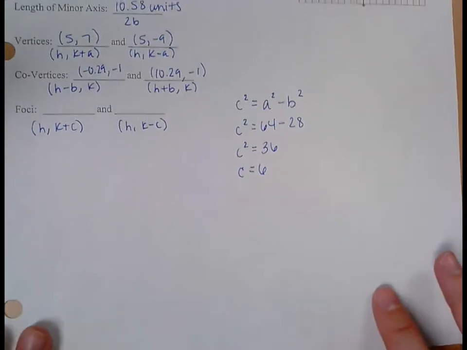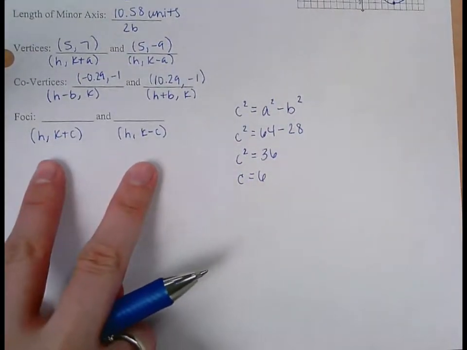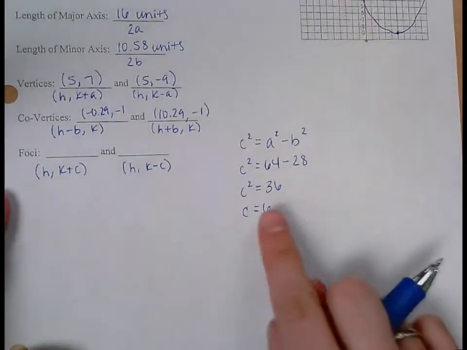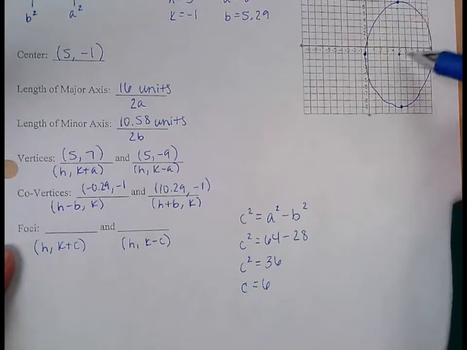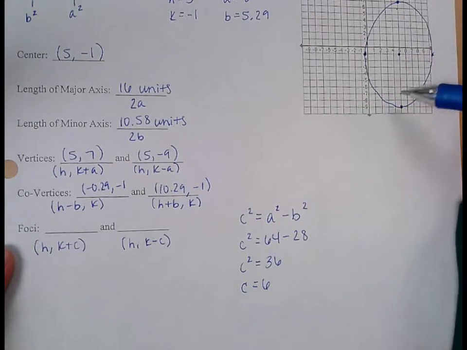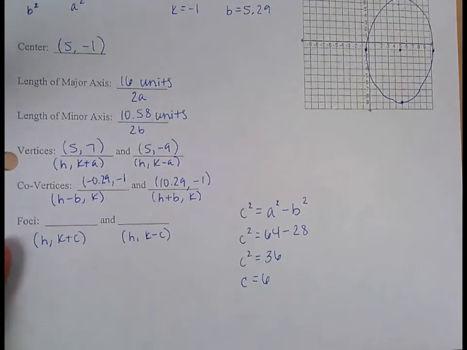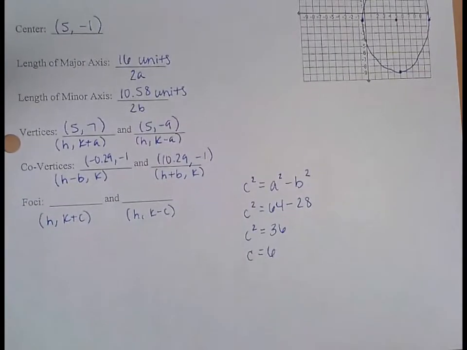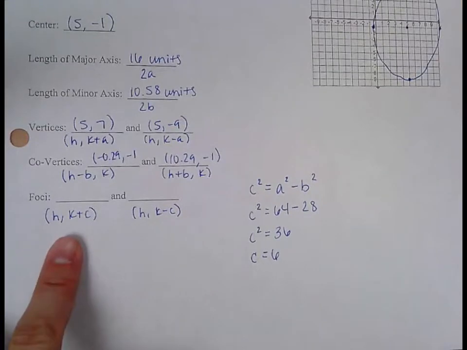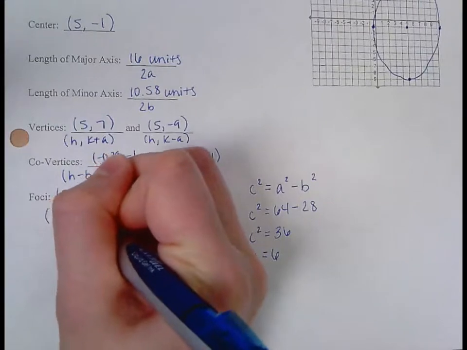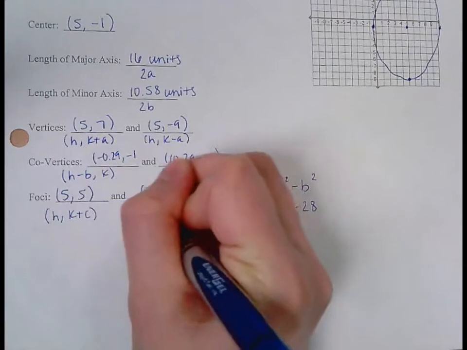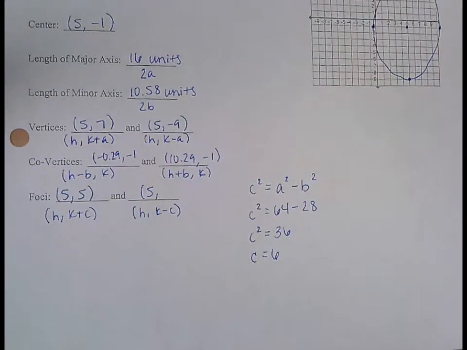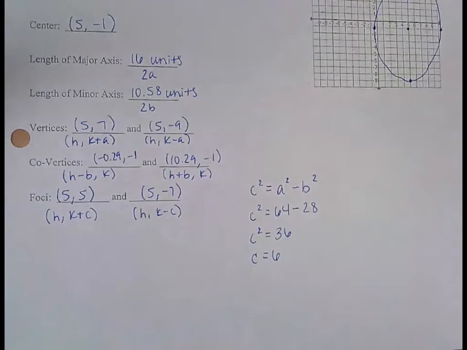Okay, so I can use these formulas, which I will, but realize also c is the distance from the center to a focus. So from the center, I could also go up 6 and down 6 to plot both of my foci, as long as I'm still writing down what points they are. So again, multiple ways to get the points, understanding what the graph means and what the values mean. So one focus is going to be at 5, and then k plus c is negative 1 plus 6, so 5, 5. The other one is at 5, k minus c is negative 7.